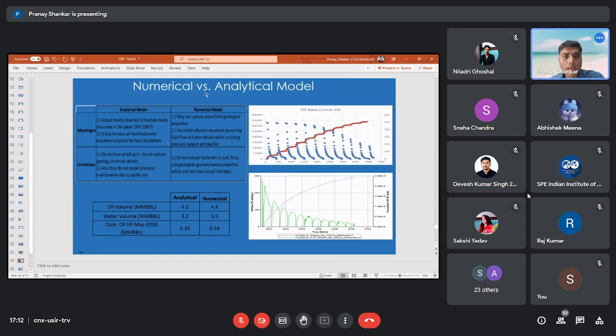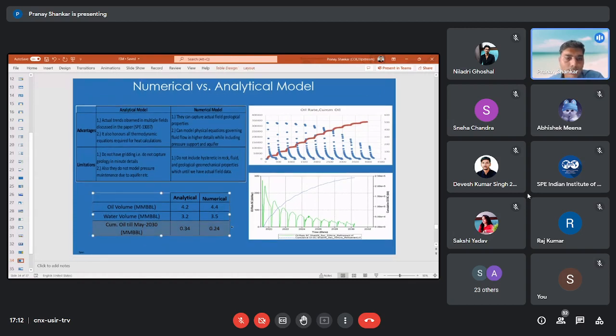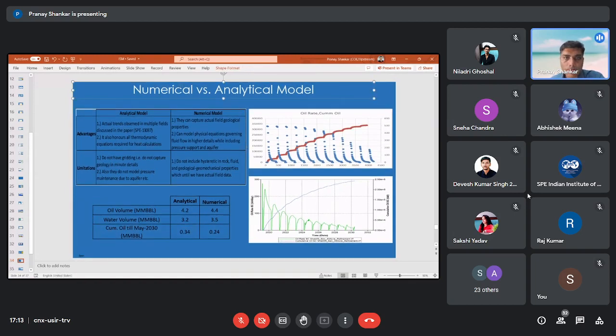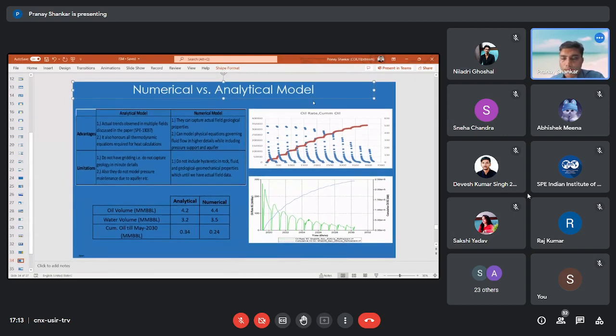So based on numerical and analytical model, so basically two ways we modeled this. One was the numerical and other was the analytical model. Both the models had more or less similar outcome, but yes, numerical models are more reliable because they take care of all the reservoir heterogeneities, whereas analytical models are just some very simple analogy or some simple methodology which does not take care of the reservoir heterogeneities.